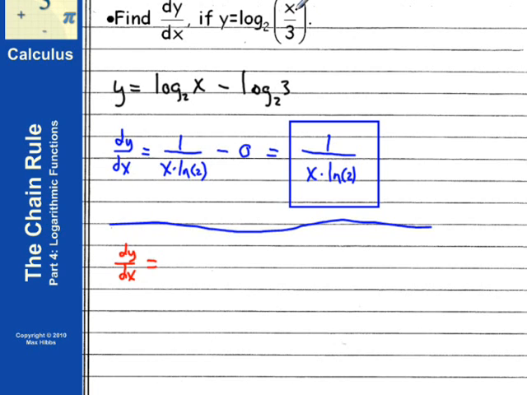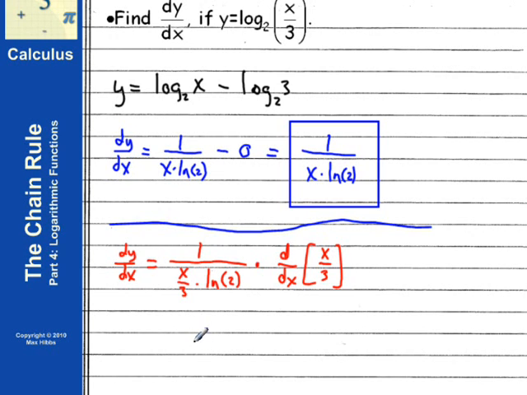And what do we have to do? Well, we have to say the derivative of log base other than e is still going to be 1 over the argument, and in this case that's 1 over x divided by 3, times the natural log of the base of the logarithm, that's base 2. And then we have to multiply that with the derivative of the argument, the derivative of x over 3.